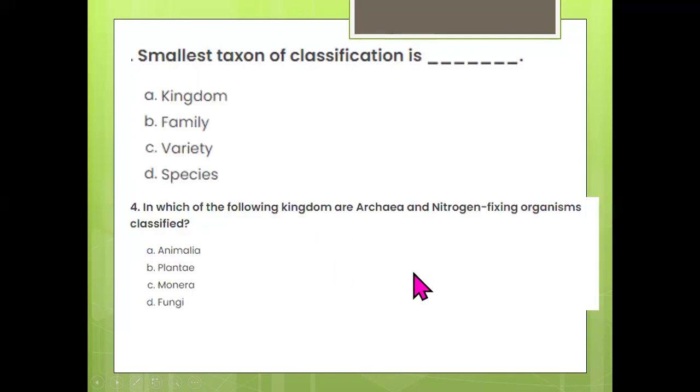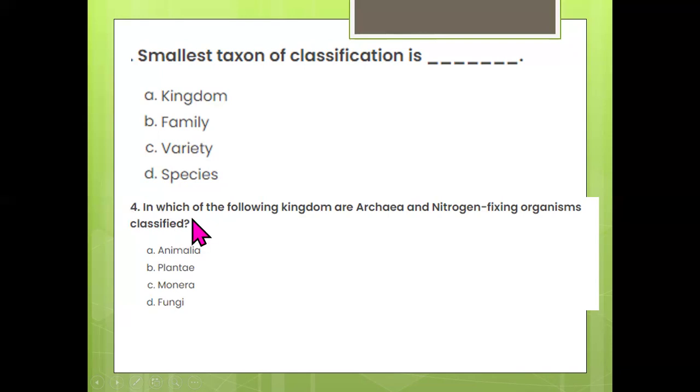So let's look at these questions again. We have this question that says the smallest taxon of classification is dash dash dash. So what is the smallest taxon of classification? Is it A, kingdom, B, family, C, variety, D, species? So you have 5 seconds to answer the question based on what we discussed. What's the correct answer? The correct answer is D, species.